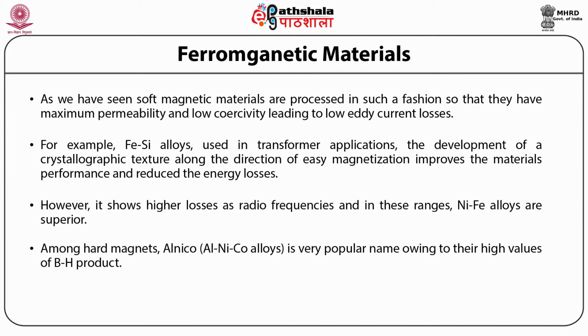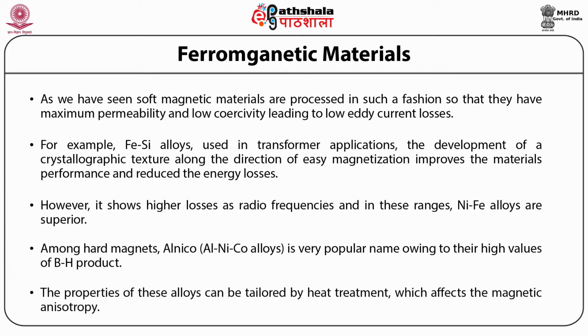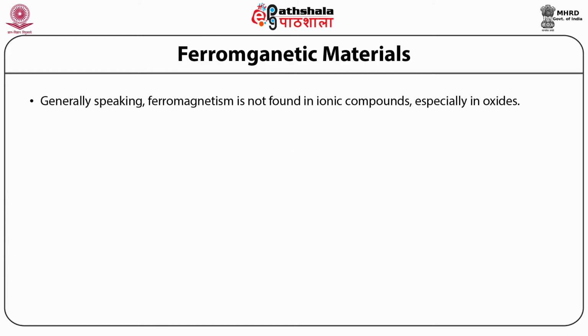Among hard magnets, alnico, that is aluminium nickel cobalt alloys, is a very popular name owing to their high values of BH product. The properties of these alloys can be tailored by heat treatment, which affects the magnetic anisotropy. Generally speaking, ferromagnetism is not found in ionic compounds, especially in oxides.